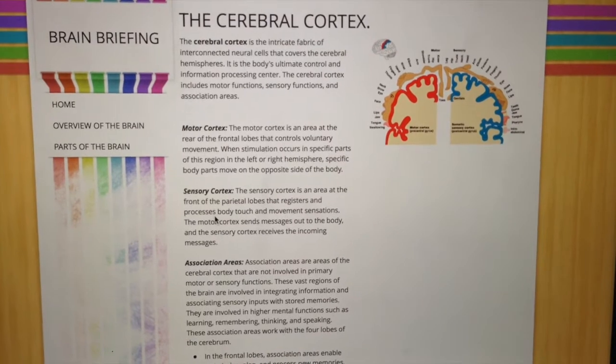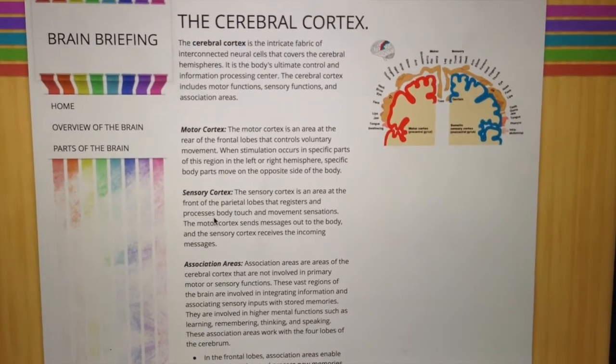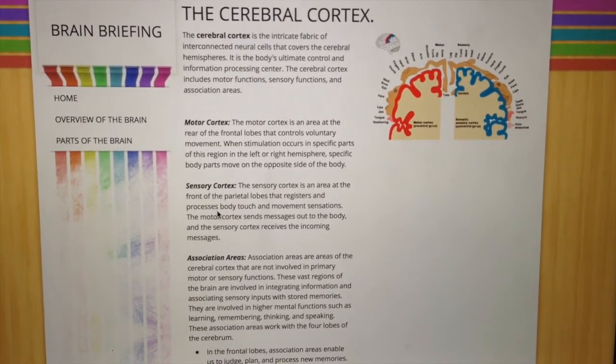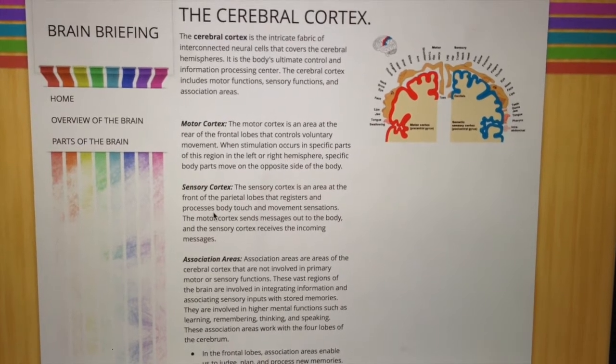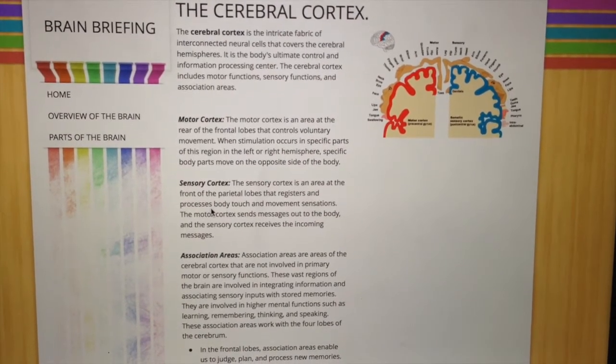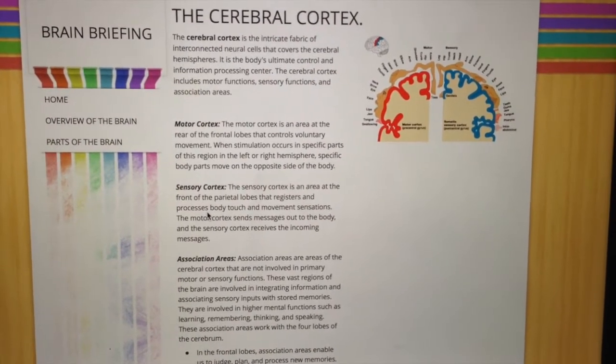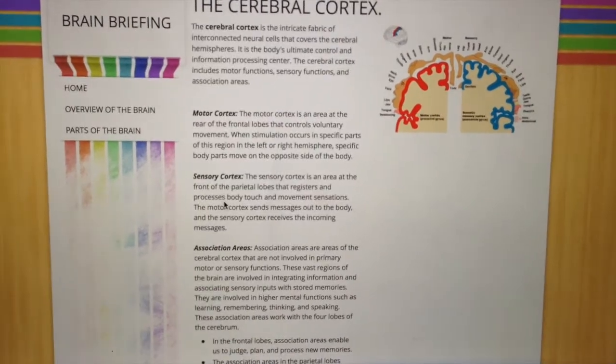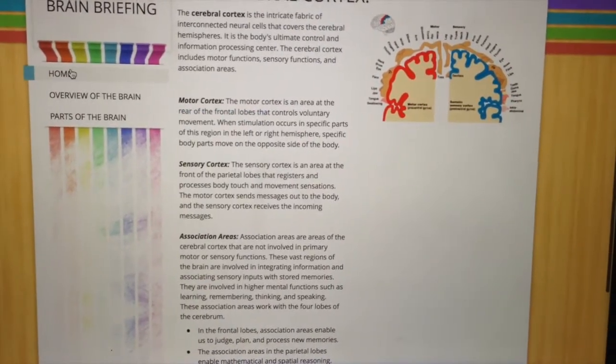The association areas are vast regions of the cerebral cortex that are involved in integrating information and associating sensory inputs with stored memories. They have specific functions in each of the lobes. We have now gone through each brain structure.